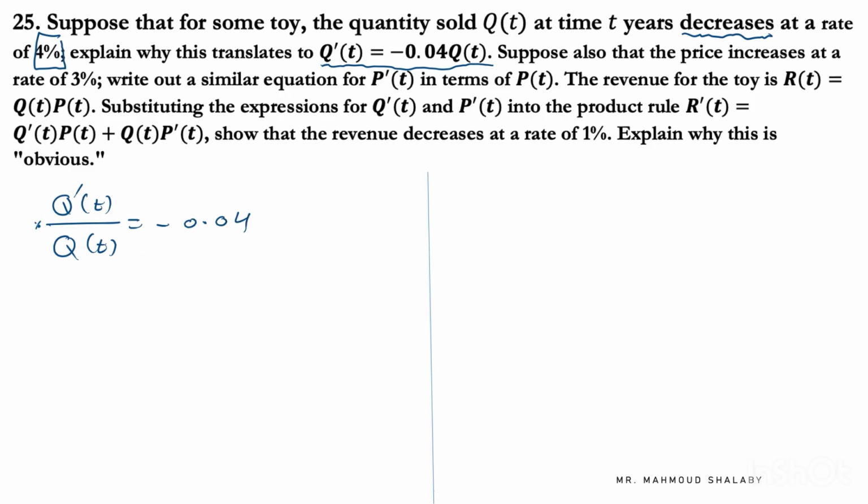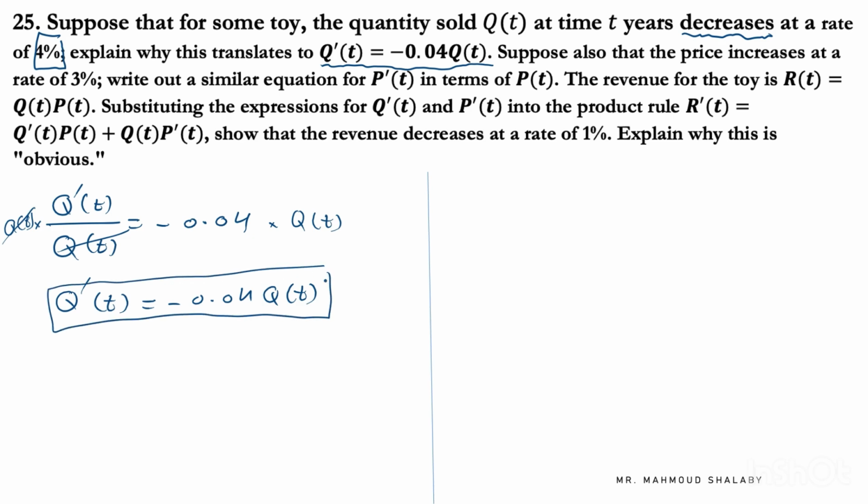0.04. Multiply both sides by Q of t. What will happen here? This will be cancelled. So Q prime equals negative 0.04 times Q of t. This is the first requirement: I have to show how the equation becomes like this, and this is how it works. Now I will highlight this one because I will use it later.